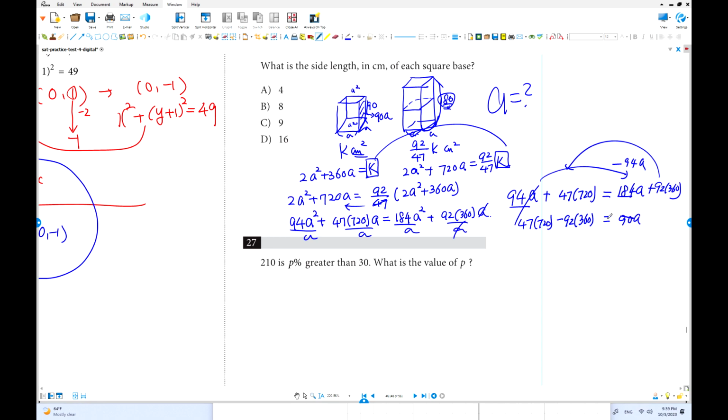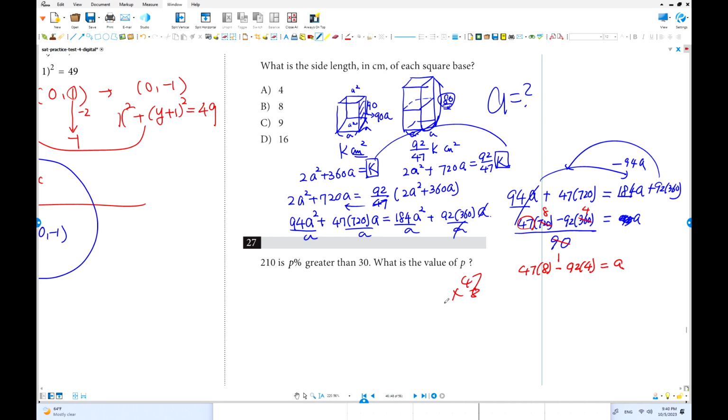So what is the value of A? You can divide by 90. That is the value of A. You'd better use a calculator. Or we know that 720 is a multiple of 90, and 360 is also a multiple of 90, right? So you can divide. This is 1, this is 8. This is 1, this is 4, isn't it? So 47 times 8 minus 92 times 4, that is the value of A, right?